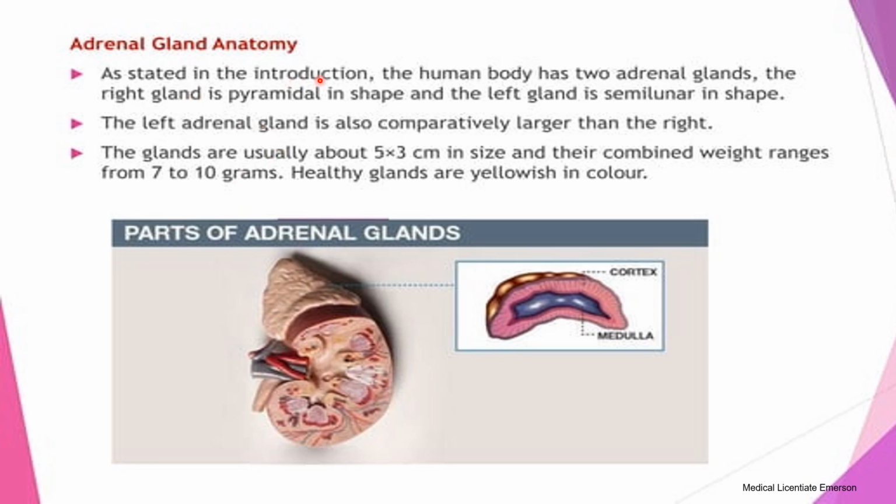Then, as stated in the introduction area where we mentioned where it's located, the human body has two adrenal glands. The right gland is pyramidal in shape and the left gland is semilunar in shape. Then the left adrenal gland is actually comparatively larger than the right. So remember, something has been compressed, so of course the one which is not compressed will be larger. The glands are usually 5 by 3 centimeters in size, and their combined weight ranges from 7 to 10 grams. Healthy glands are yellowish in color.